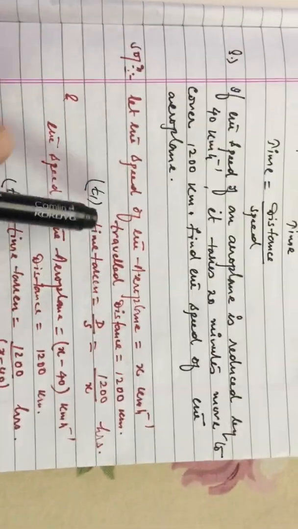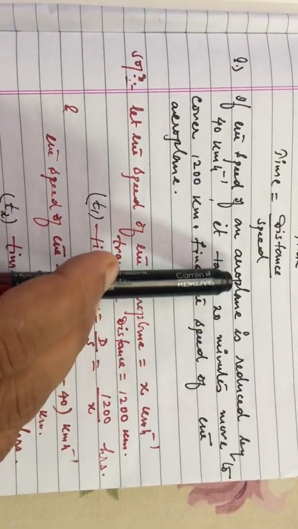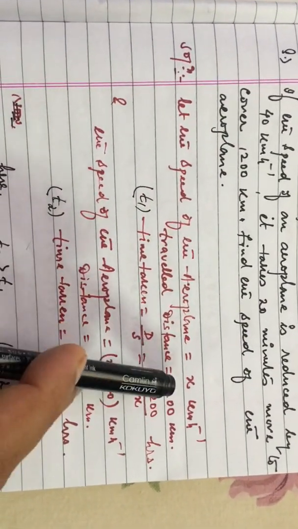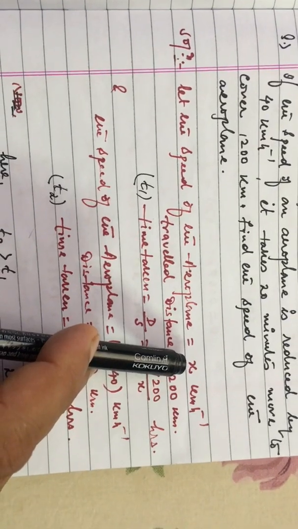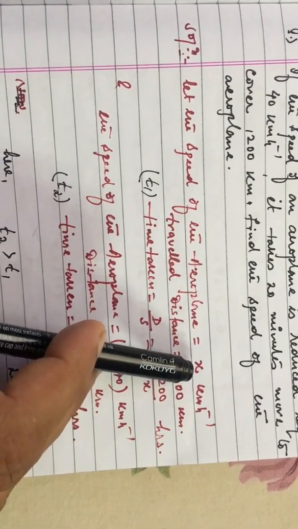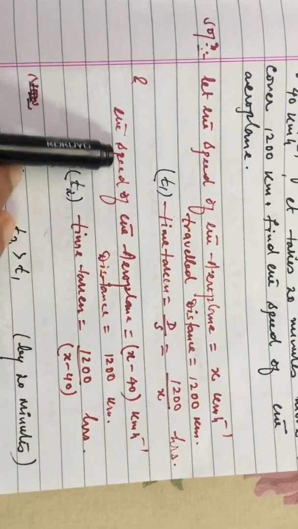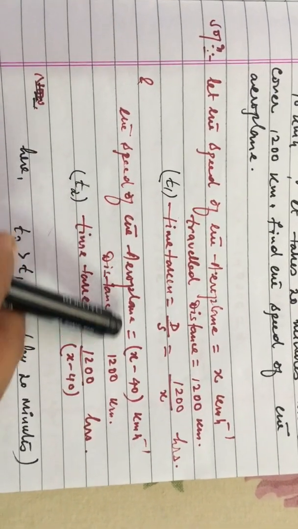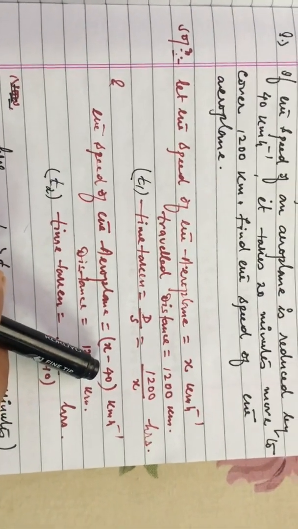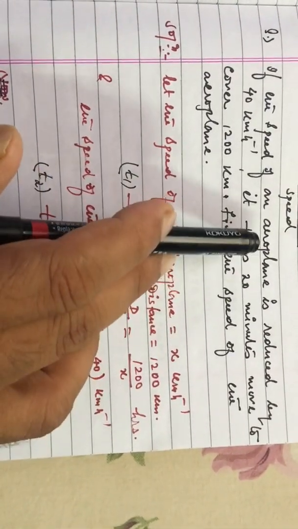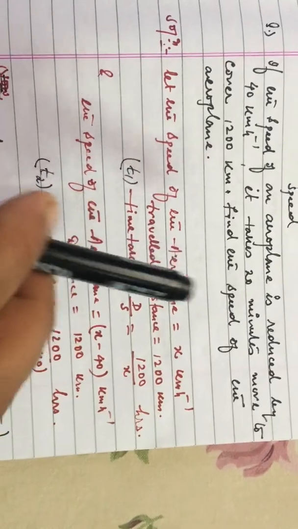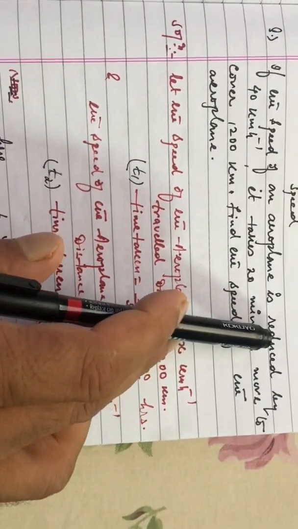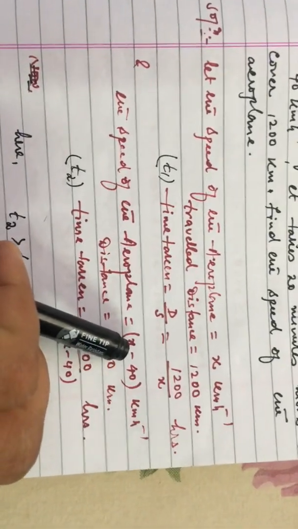Now see, according to the question, the speed of the airplane is reduced by 40 km per hour. Earlier, the speed of the aeroplane was x km per hour. Now it is reduced by 40 km per hour, so x minus 40. Suppose if the speed of the aeroplane is increased by 40 km per hour, we have to put the plus sign. If it is reduced or decreased, we have to put the minus sign.